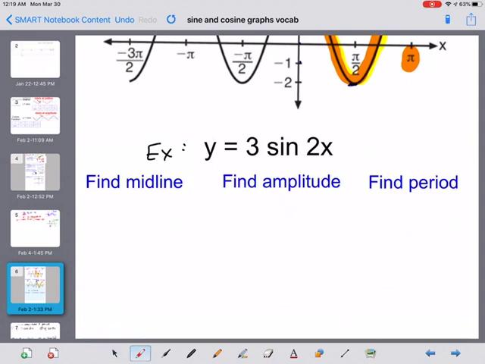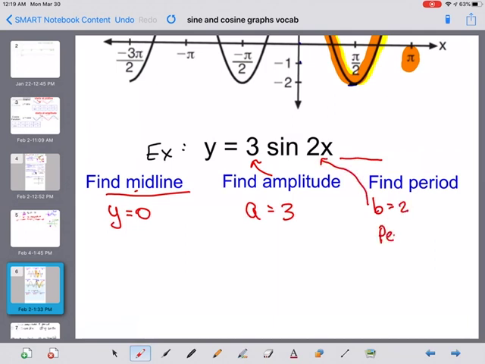Here is an example to do it with an equation. The midline is going to be in the back. If there's anything being added here, that would be the midline. Since there's nothing, that means it's at 0. The amplitude is right here, so the amplitude would be 3. For the period, we have to find what b is. b equals 2, because it's the number in front of x. And so the period equals 2 pi over b. If we simplify this, the period equals pi. Okay, awesome job.